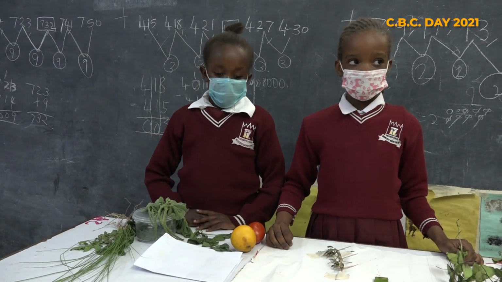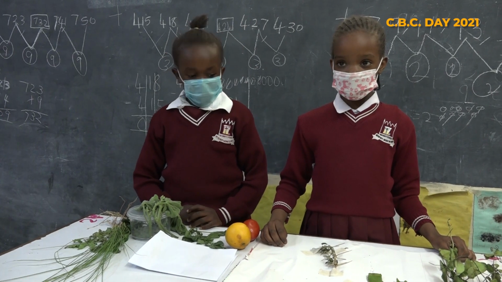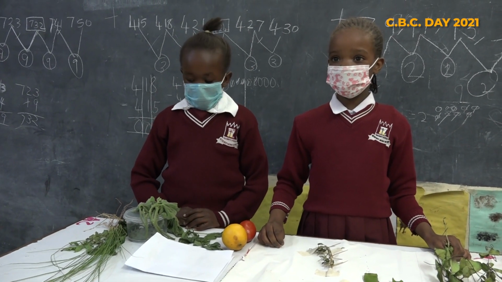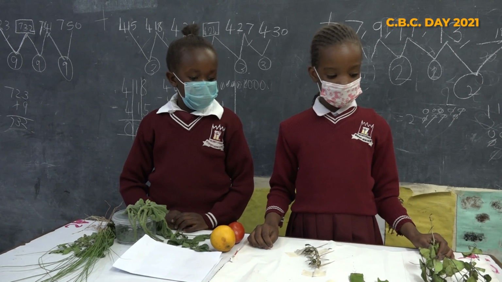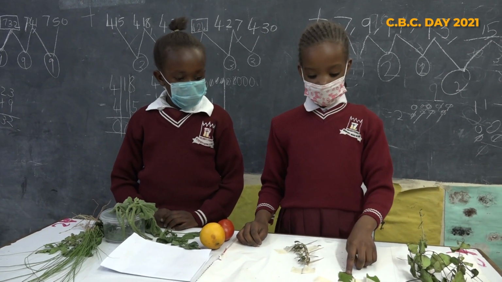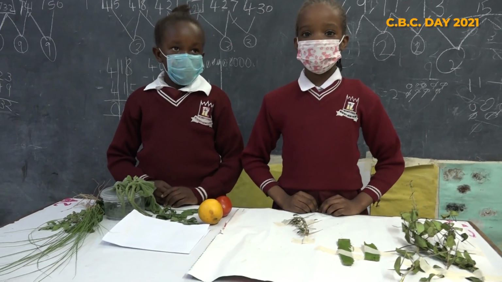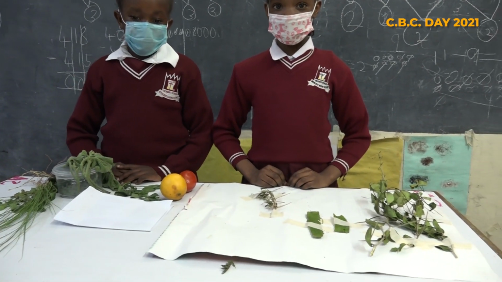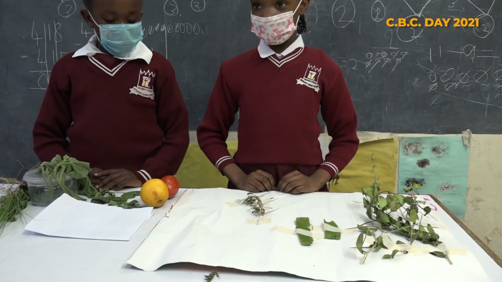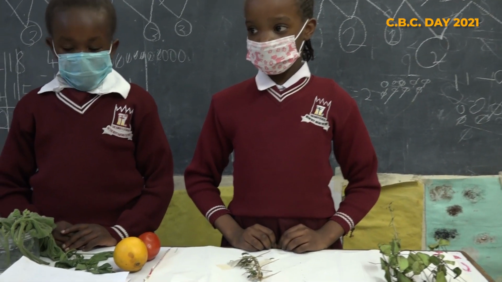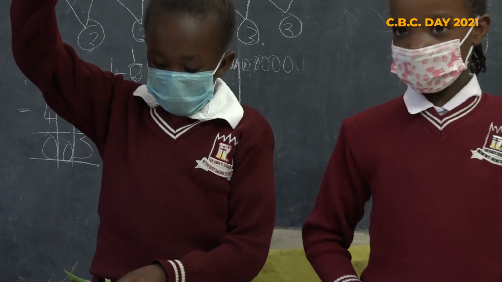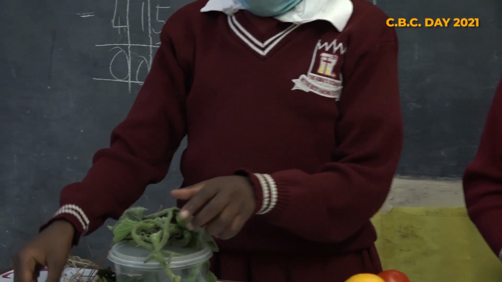Thorny and non-thorny plants. Thorny plants. These are plants that have thorns. Examples are kei apple, aloe vera, and acacia. Non-thorny plants. These are plants that do not have thorns. Examples are pumpkin leaves and tomato plant.